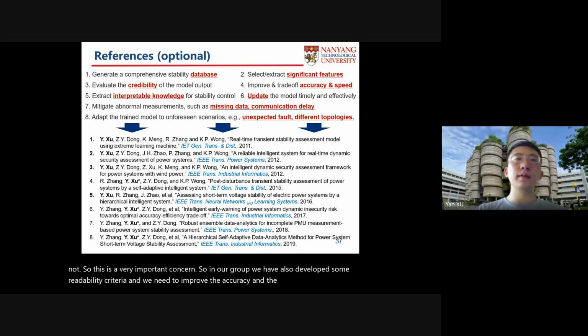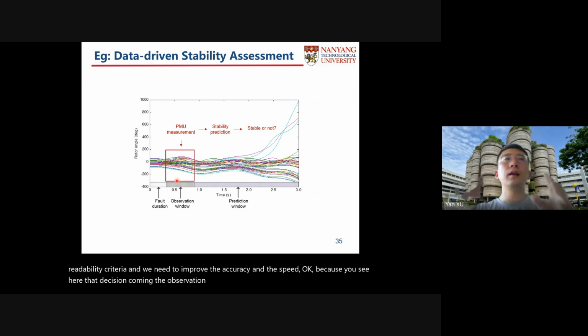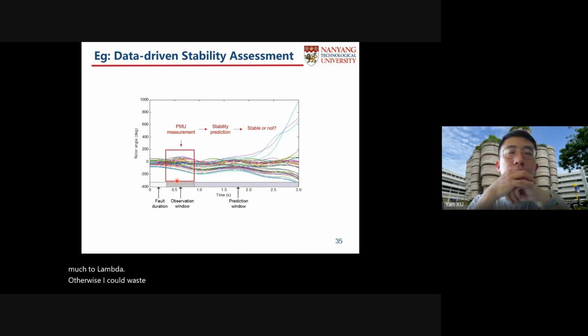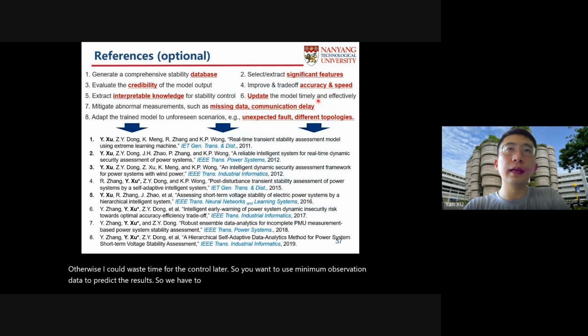Okay, because you see here the observation window, we certainly don't want to observe too long. Otherwise, it will waste time for the control later. So we want to use minimum observation data to predict the results. So we have to balance between the speed and accuracy. And we want to extract the knowledge for stability control, as I also mentioned. And we also want to update the model timely and effectively.